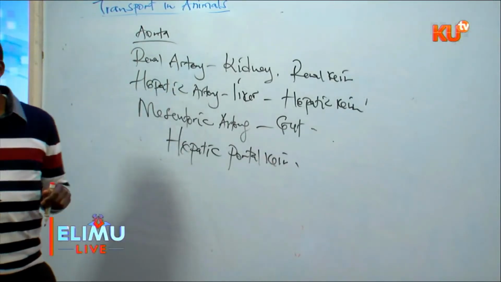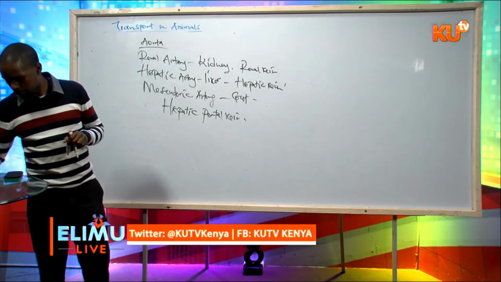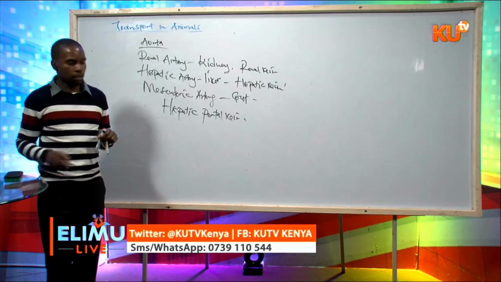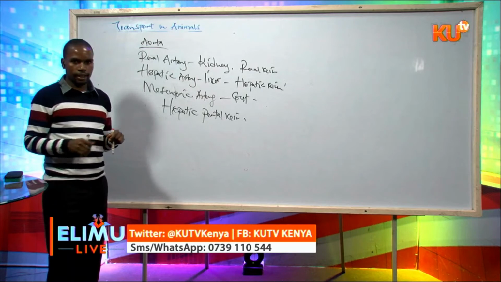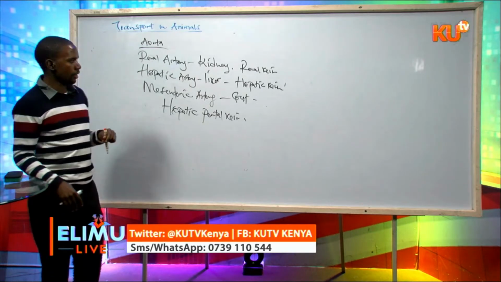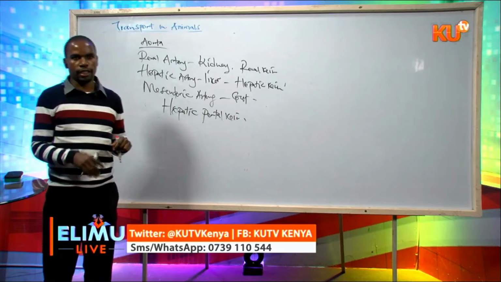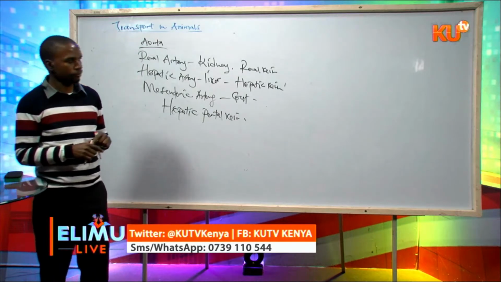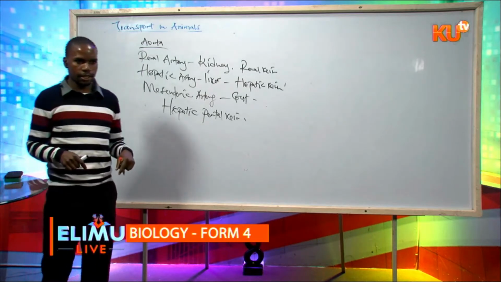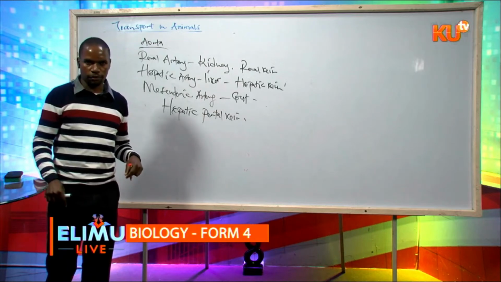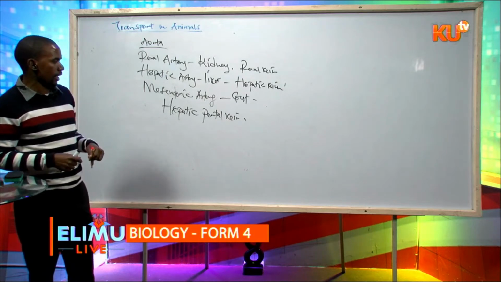We have other arteries, like the femoral artery, the artery that carries blood to our legs. We also have the iliac artery. The iliac artery carries or supplies blood to all parts of the body, that is the legs and any other place. That's the iliac artery.